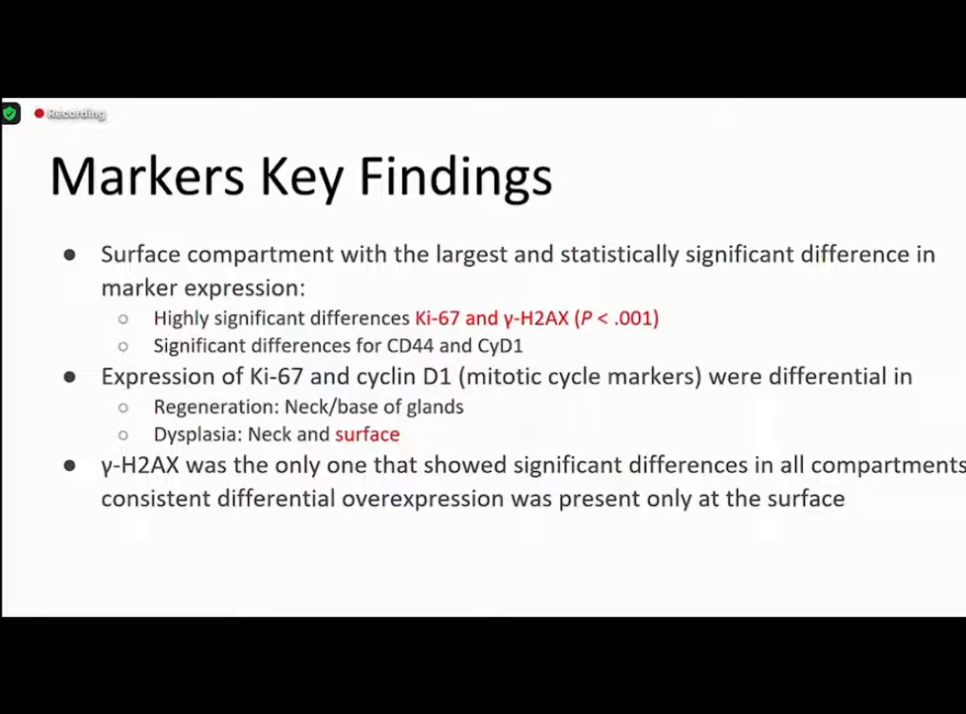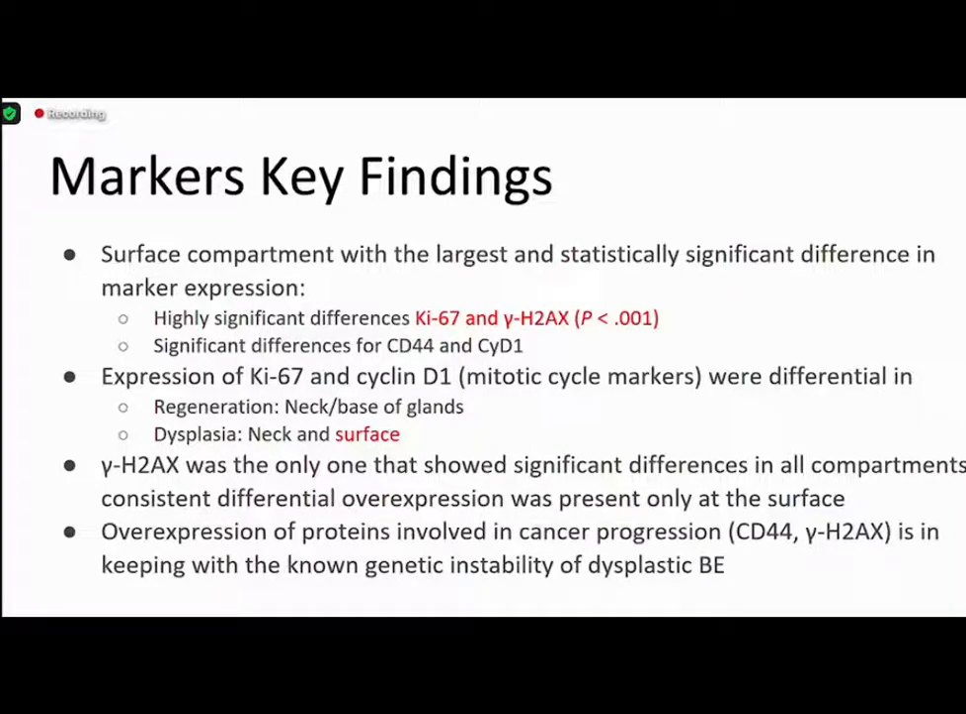And gamma H2AX was the only marker amongst all the markers that showed significant differences in all the compartments of the gland. However, a consistent differential overexpression was present only on the surface. Also, overexpression of proteins involved in cancer progression, such as CD44 and gamma H2AX, was in keeping with the known genetic instability of dysplastic Barrett's esophagus that has been implied previously.